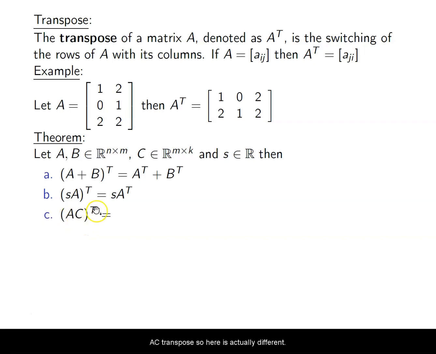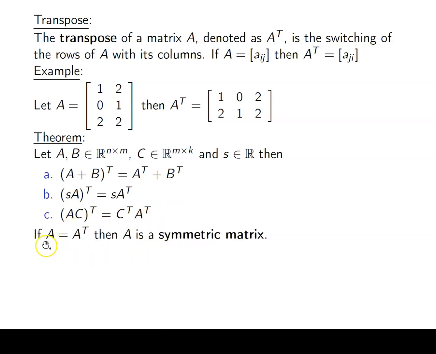The transpose of AC. So here it's actually different. The order is going to switch. So you're going to get C transpose A transpose. Okay, so for a product, it does distribute, but then the order also switches. So remember, order matters, right? This is not going to be the same as A transpose C transpose. That's not going to equal it here.